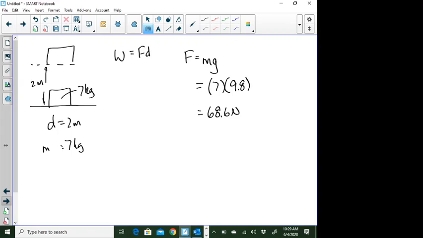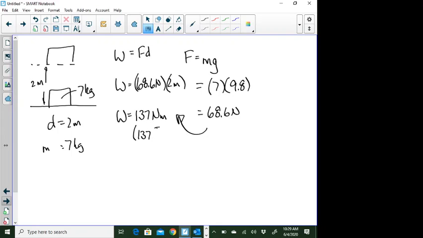9.8 is pretty close to 10, so you can always check your answers. 10 times 7 is 70. That's pretty close to 68.6, so we've done it. Right. So now we can substitute this value into here. So our work will be equal to our 68.6 newtons times our 2 meters. And so our work would be 137 newton meters.